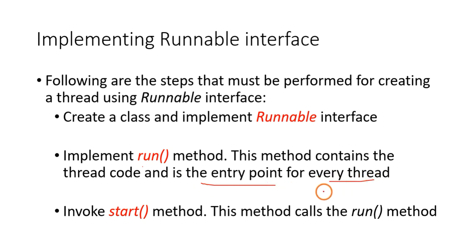You know the significance of the main method, right? What is the significance of the main method? It is the entry point or starting point for every Java program. Similarly, the run method is the entry point or starting point for every thread. Now, how do you run or execute the run method? By calling the start method. The only functionality of the start method is to execute the run method. So these are the three steps involved in creating threads using the Runnable interface.